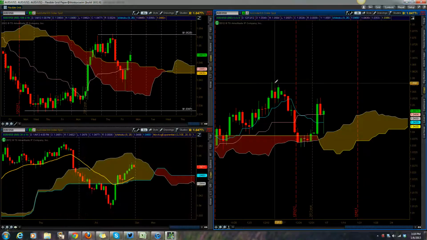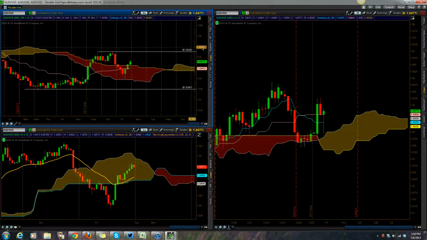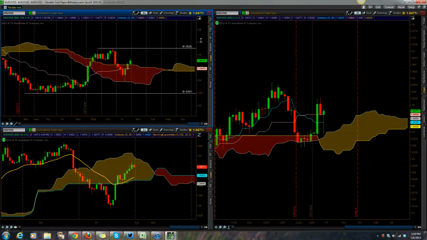All right. Some pairs I'm going to go over. Let's go over Aussie dollar first. What I'm looking at for Aussie dollar, obviously I have support at this floor at 103.47. However, I have some resistance at 105.25. This is where the market failed to break above the last few days.